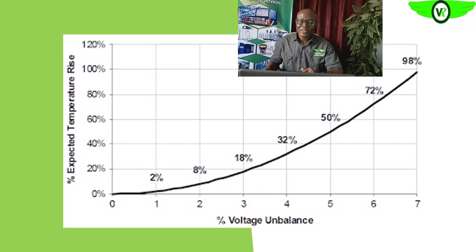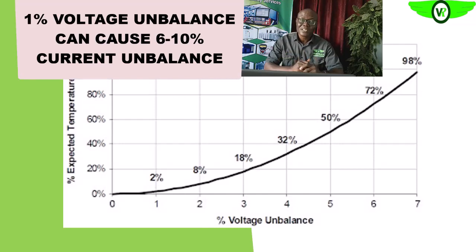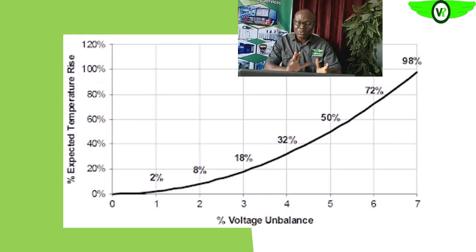3% unbalance can cause 18% temperature rise, because that unbalance has a way of affecting the current that flows through the windings at the end of the day. An unbalance of 1% can result in an increase of between 6 and 10% in the amount of current that flows through the windings. So that is huge.